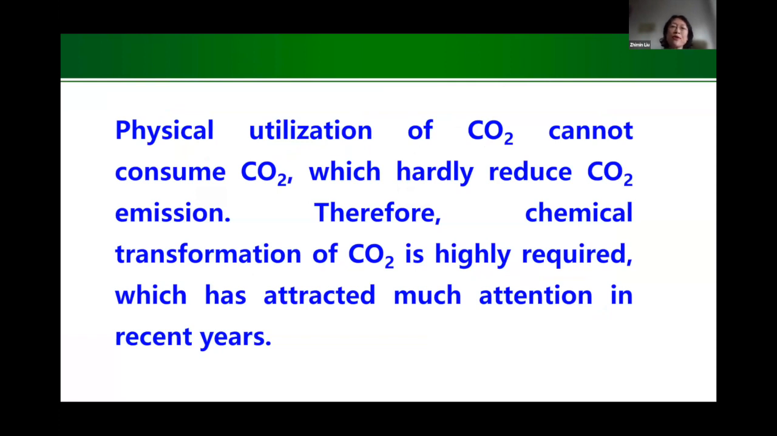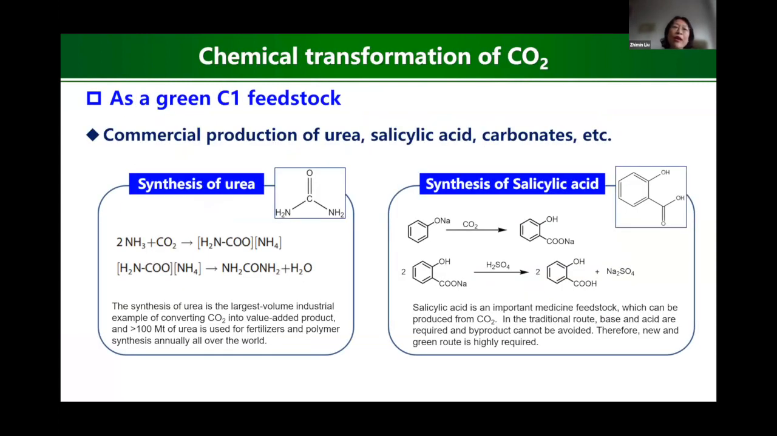The physical utilization of CO2 cannot consume CO2, which has reduced CO2 emission. Therefore, chemical transformation of CO2 is highly required, which has attracted much attention in recent years. As a green carbon one feedstock, CO2 has been applied in commercial production of urea, salicylic acid, carbonates. For example, it has been used in the synthesis of urea. The synthesis of urea is the largest volume industrial example of converting CO2 into a value-added product. And over 100 million tons of urea is used for fertilizer and polymer synthesis annually all over the world.